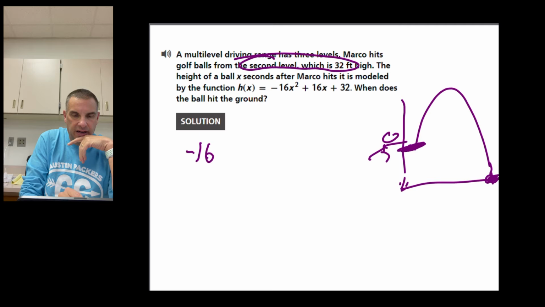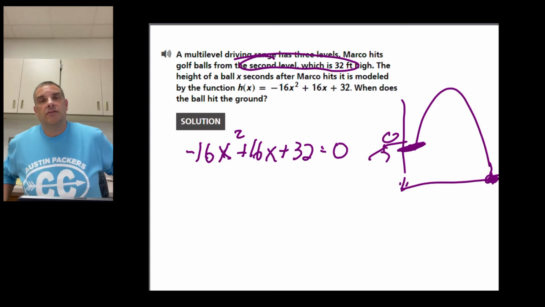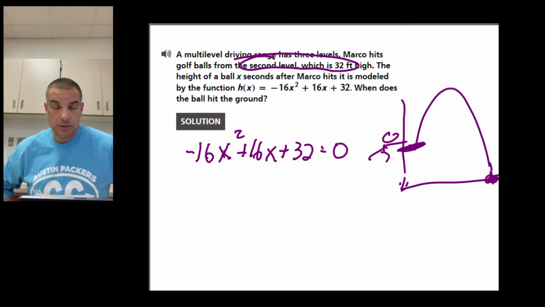So we're going to find its zeros. So 16x squared plus 16x plus 32. We want to figure out when that thing is equal to 0. Now here's where you've got to make sure you do taking out GCFs first.